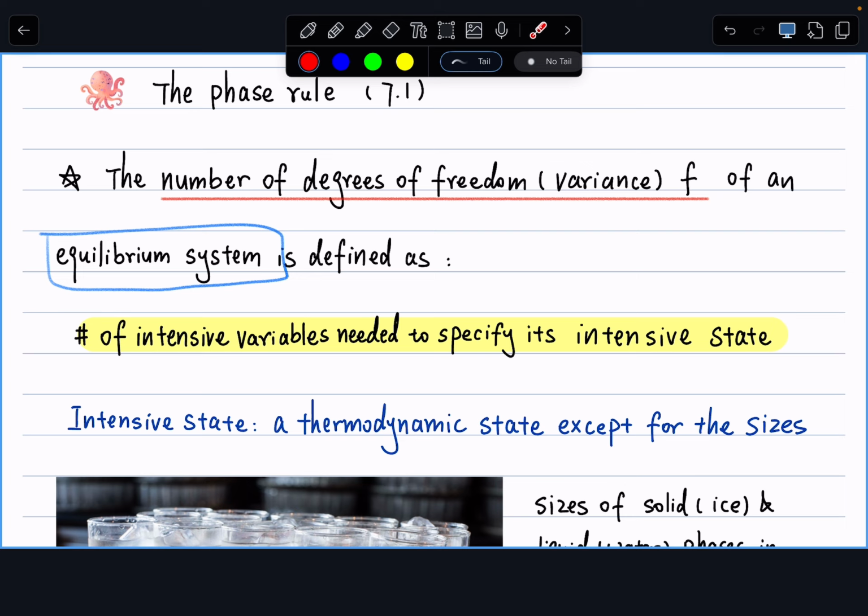So a quick true and false question here would be, does the intensive variable include maybe enthalpy? Will enthalpy be part of our intensive variables? Then it's not, right? Because intensive variables are only talking about intensive properties, including temperature, pressure, mole fraction, chemical potential, or maybe concentration, etc.